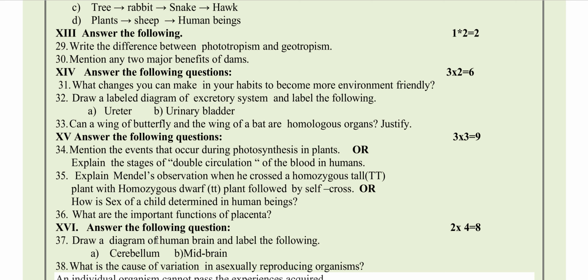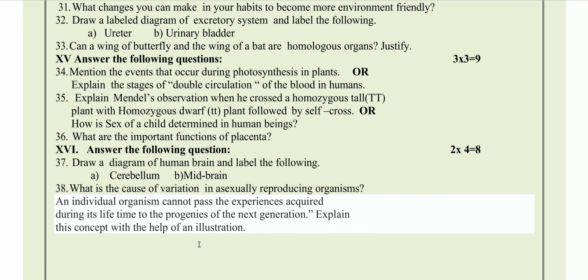Next, 16th main, answer the following questions. Draw a neat diagram of human brain and label the following, that is cerebellum and midbrain. Next, what is the cause of variation in asexually reproducing organisms? An individual organism cannot pass the experiences acquired during its lifetime to the progenies of the next generation. Explain this concept with the help of an illustration.